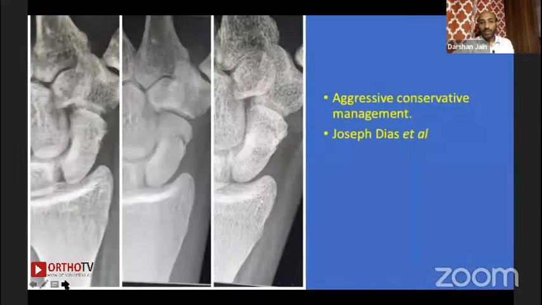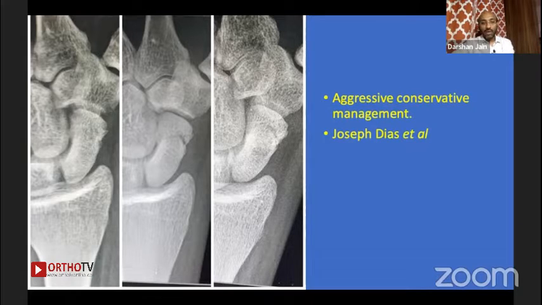So aggressive conservative management, proposed by Dr. Joseph Diaz et al., is what we commonly follow. But to do this aggressive management, we have to be more cautious. We have to take all 5 possible views of X-rays. If you cannot, then you will have to repeat them, sometimes, if not in an acute setting. Again, call the patient after 2 weeks. Initially, manage with a thumb spica cast or a splint, and then call him after 2 weeks.